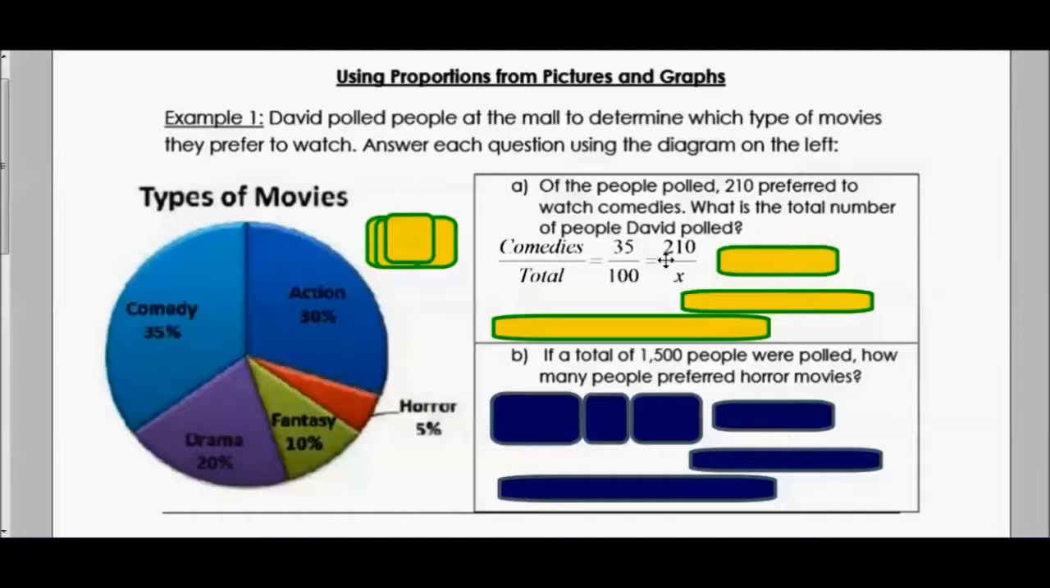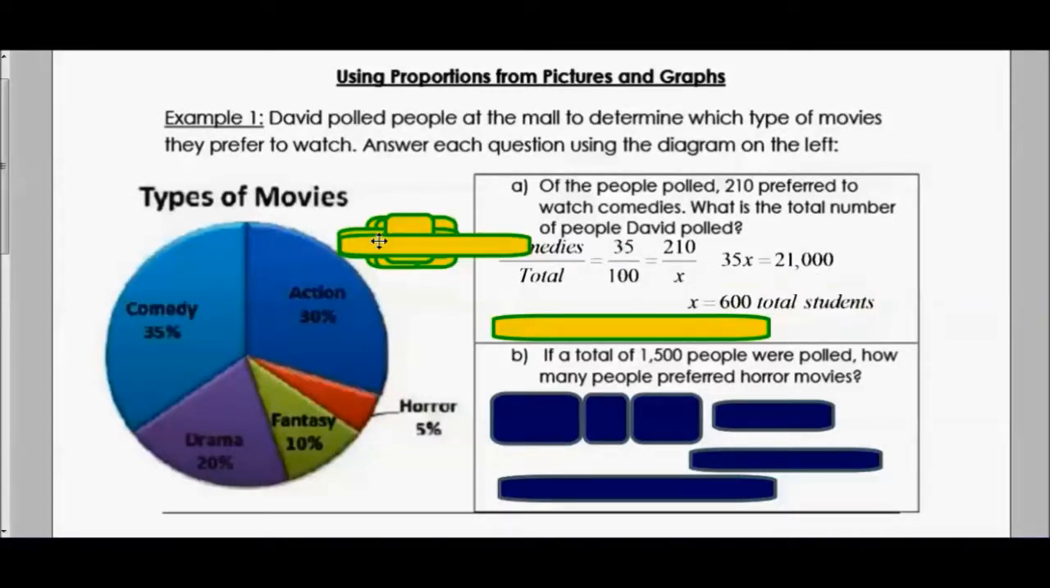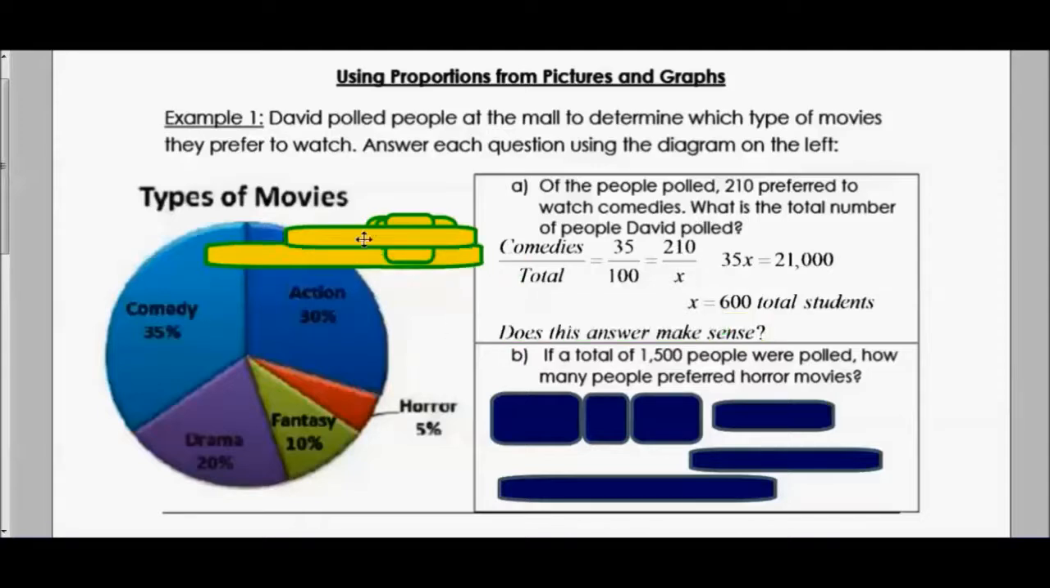So we're going to cross multiply 35 times x. That's 35x, and 210 times 100. That's 21,000. We divide by 35 on both sides, and we get 600 total students. It needed to be a number bigger than 200. If it was smaller than 200, that's a dead giveaway that we set this proportion up wrong. If you put the 210 on the bottom, you'd get a number smaller than 210. So that makes sense, and at least that way, again, you could just divide this. Just check that. 210 divided by 600 is 35% or 0.35.